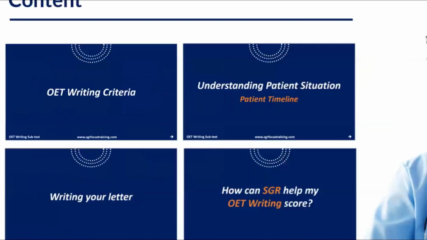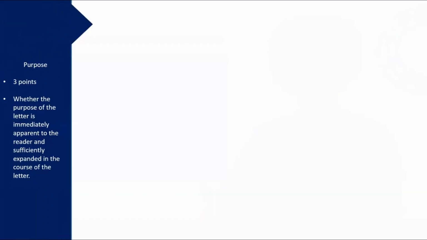Let's have a look at the OET writing criteria. The first part of the OET writing criteria is purpose. Purpose is making the reason for the letter immediately apparent. In other words, making it clear why you are writing the letter and why the reader should read it. By starting your letter with a clear explanation of its purpose, the reader does not have to spend time searching for what is important. This is important to healthcare professionals who often are time poor.